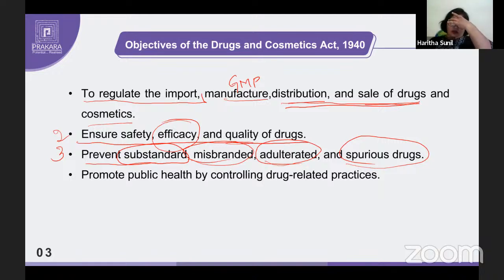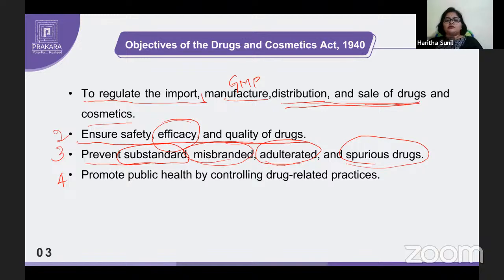Prosecution is nothing but filing a case in the police station, which goes to the court. And then spurious drugs are nothing but fake drugs, which exactly resemble the original one. So this act has the provision to tackle all these substandard, misbranded, adulterated, as well as spurious drugs.